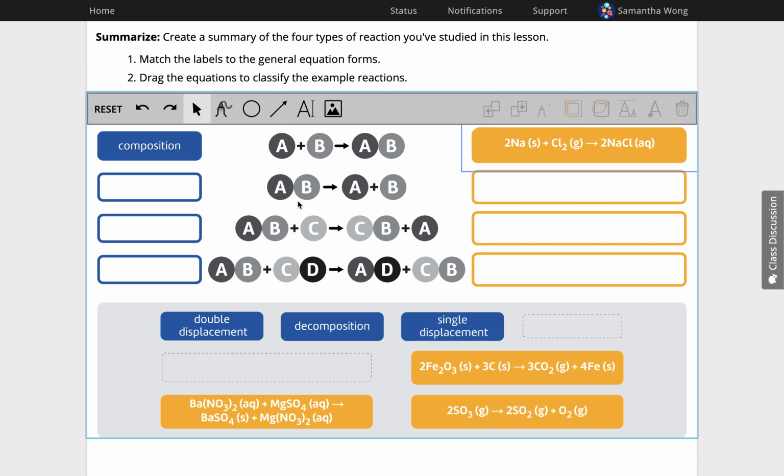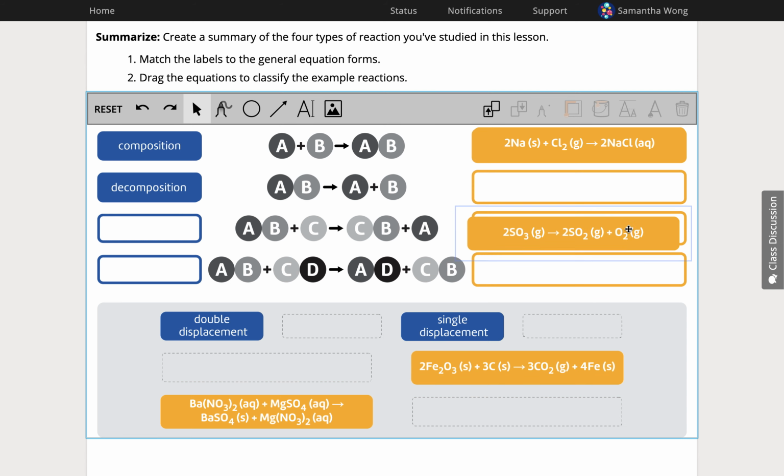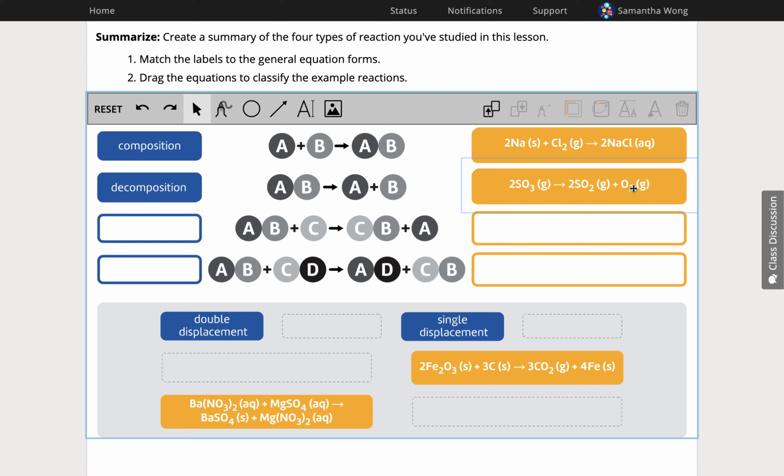This second one here, we've gone from AB gives you A plus B, effectively the opposite of our composition reaction, which is our decomposition reaction. As such, we're looking for a reaction that breaks down. So you're going from a single reactant to multiple products. Now, the only option available is this one right here, where you've gone from one reactant into multiple products.